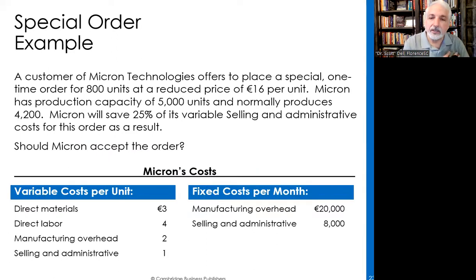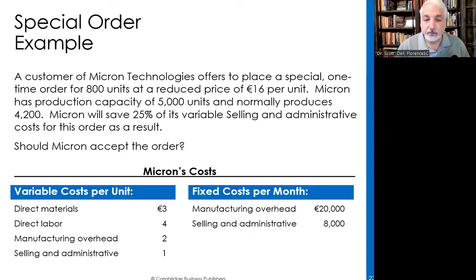So we'll go back to Micron Technologies, and in this case, not $15 a unit, 15 euros a unit, but 16 per unit. Capacity of 5,000 units, normally produces 4,200. Micron will save 25% of its variable selling and admin costs as a result, should they accept the order.